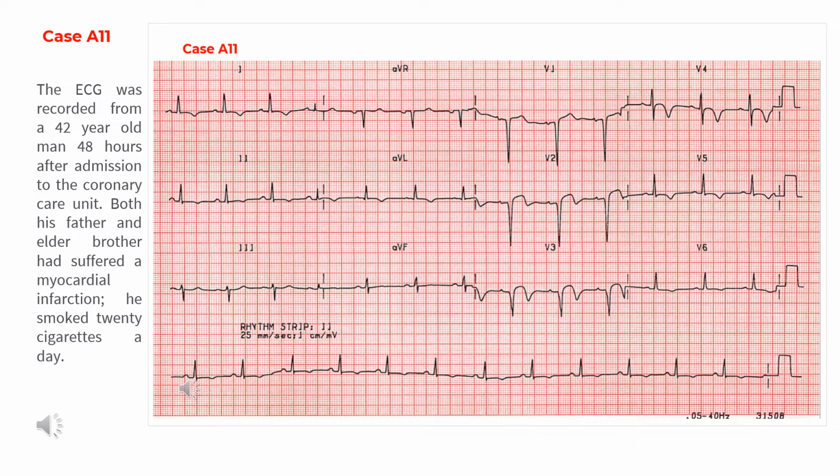Case 11. The ECG was recorded from a 42-year-old man 48 hours after admission to the coronary care unit. Both his father and elder brother had suffered a myocardial infarction. He smoked 20 cigarettes a day.